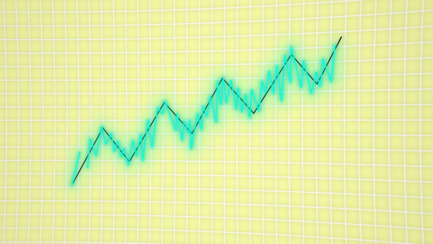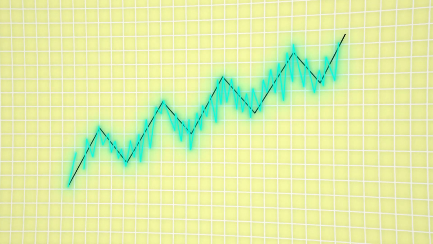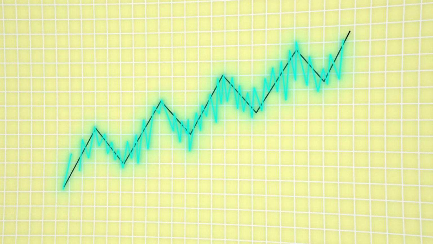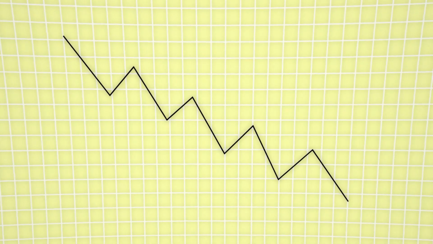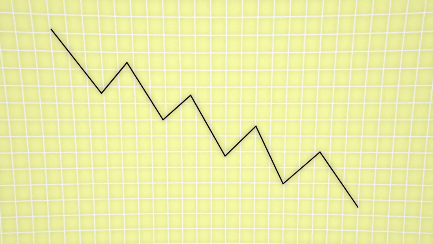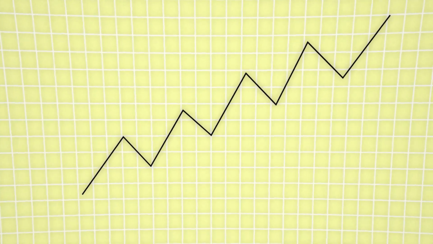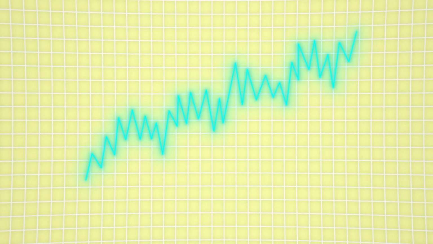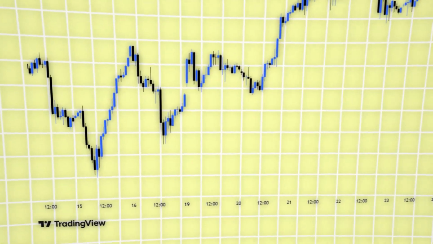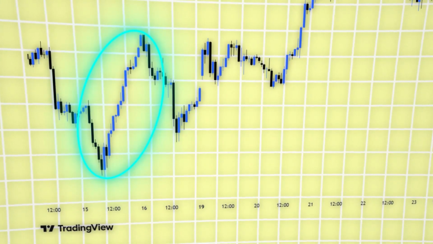To make the chart clear and analyzable, it is important to distinguish between external and internal structure. External structure forms the sequence of higher highs and higher lows, or lower highs and lower lows, which we use to analyze the trend. Internal structure refers to the movements within the external structure, essentially moves that happen inside the trend.